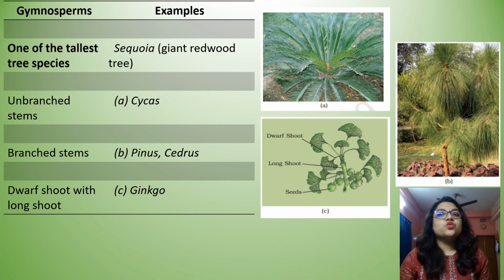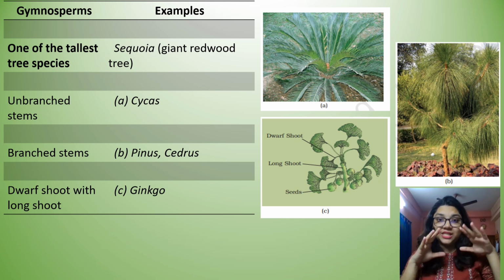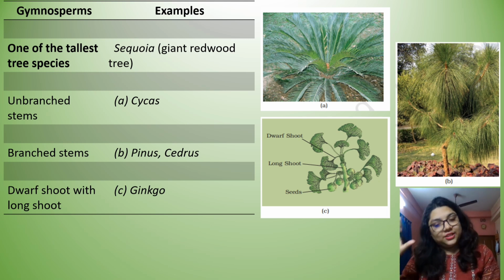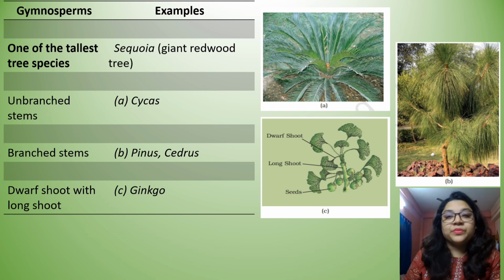Now we are coming to the next one, that is Gymnosperms. So Gymnosperms, we are not classifying it into very specific classes or divisions. We'll just have generalized examples. Aapka one of the tallest tree species jo hai, that is Sequoia. So it is the giant redwood tree.